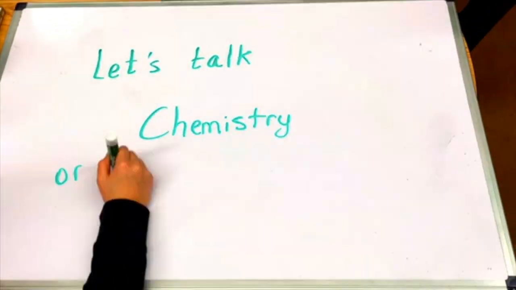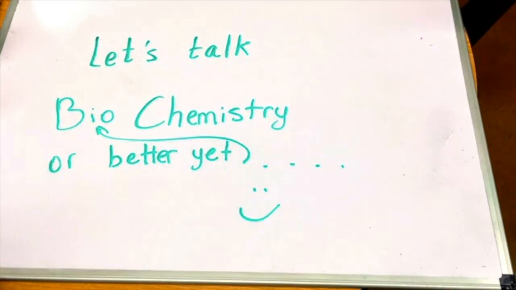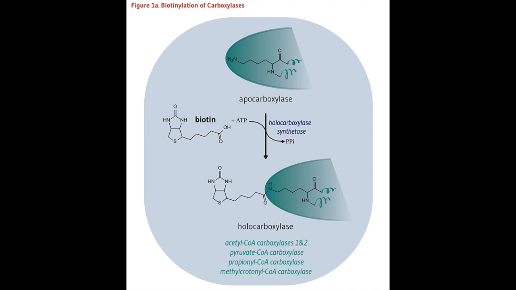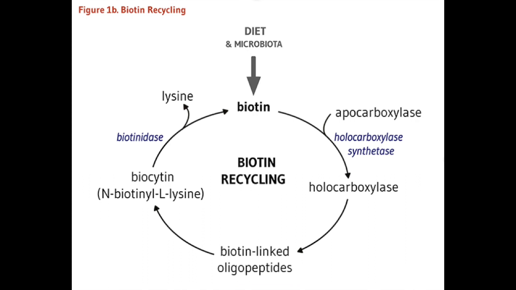Let's talk about chemistry, or better yet, biochemistry. So, holocarboxylase synthetase catalyzes the transfer of biotin to a specific lysine residue at the active site of a carboxylase, converting the enzyme to fully active holocarboxylase. Five mammalian carboxylases are known to require biotin for their biological activity. The biotinylation of carboxylase is catalyzed by holocarboxylase synthetase, while the enzyme biotinidase catalyzes the removal of biotin from the peptide products of carboxylase breakdown. Whew, that is a mouthful.